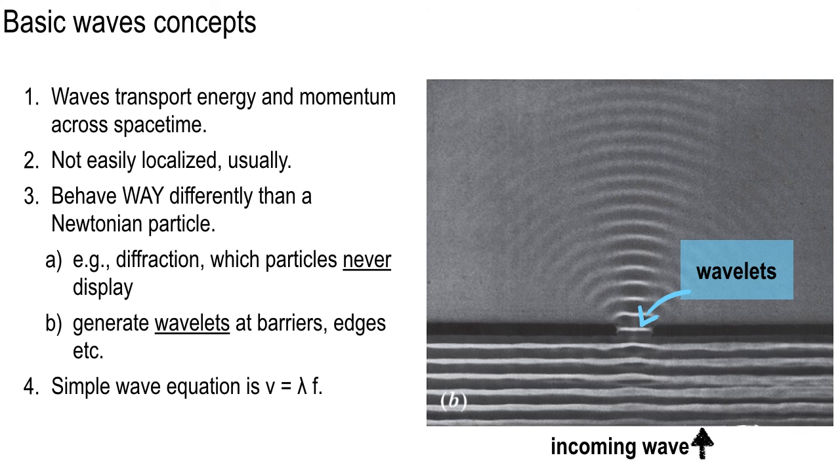Now, the simple wave equation, and I might put this one simple equation on the test or on the homework. I'm not done with the homework yet, not quite. v equals lambda f. Lambda is the wavelength, f is the frequency. We'll talk a little bit more about that on Thursday.